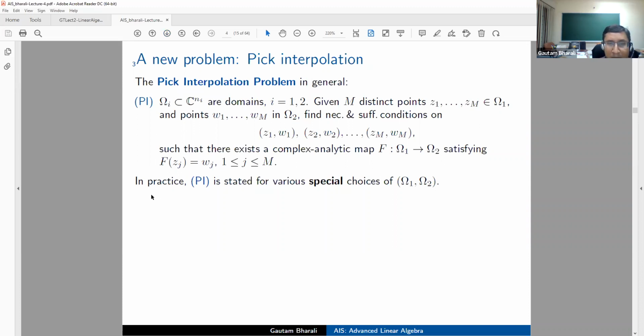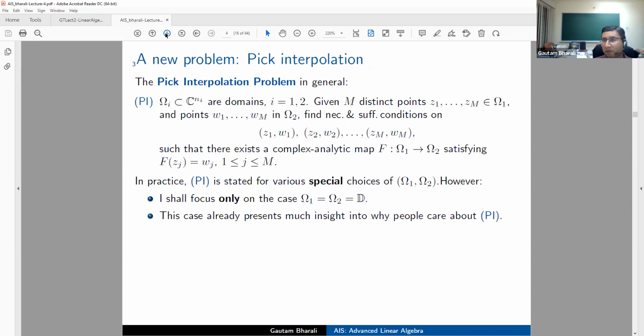So, stated in this generality, the problem is pretty much intractable. So in practice, the problem PI is stated for various choices of pairs of domains omega-1 and omega-2. So this actually turns out to be a problem of considerable interest even outside of complex analysis. So two things. I really don't have the time to go into what outside of the realm of complex analysis makes people care about this problem PI. So I'm just going to state this fact, and I'm not going to dwell on it. But the other thing is I shall focus only on the case where omega-1 is equal to omega-2 is equal to D, the open unit disk.